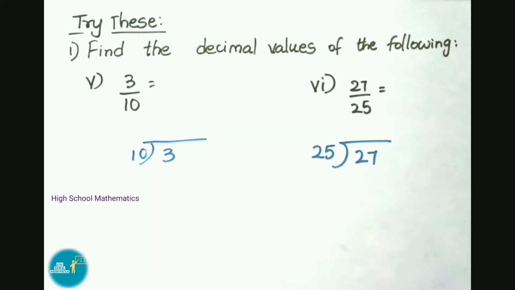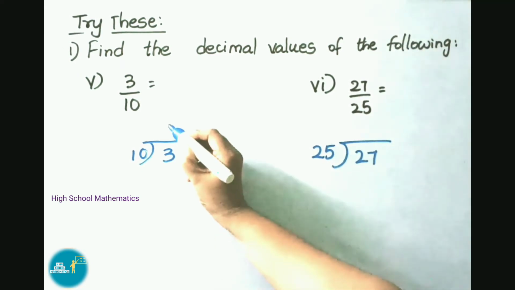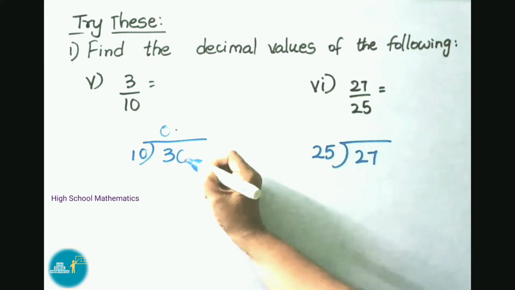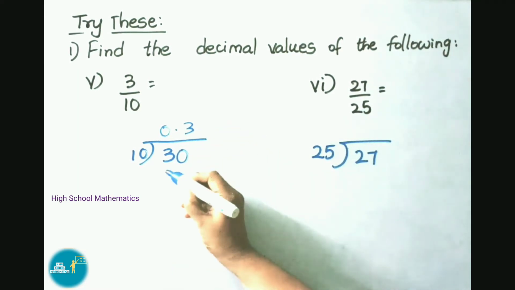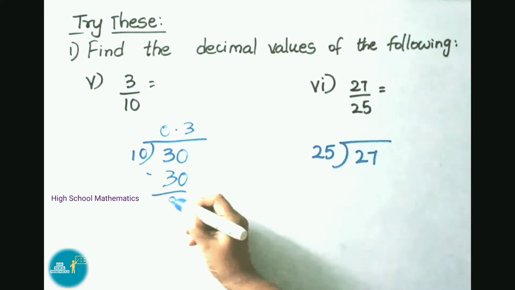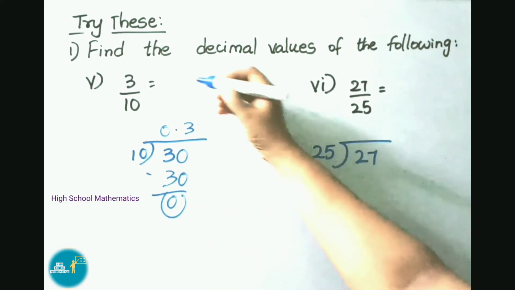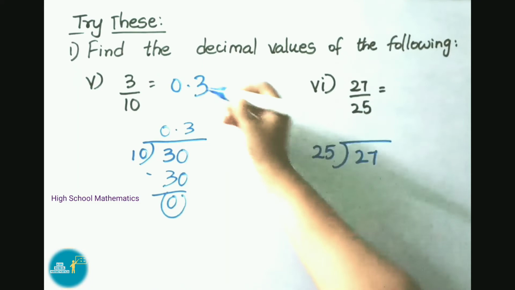That means we have to divide 3 by using 10. Here 3 is less than 10, so add 0 point in the quotient. Now add a 0 here. Now the number is 30. 10 threes are 30. 30 minus 30, remainder is 0. Therefore 3 by 10 answer is 0.3.